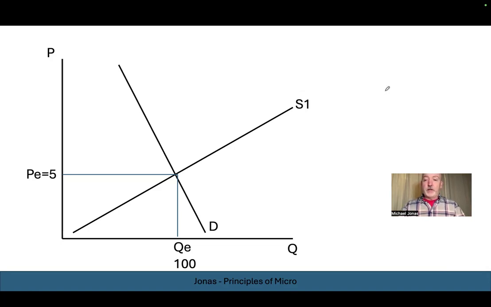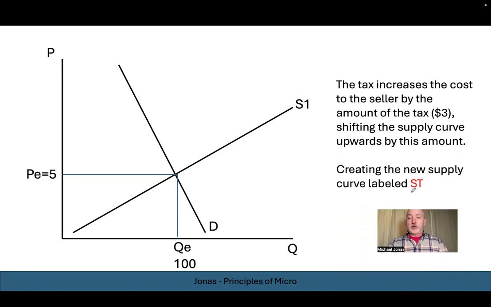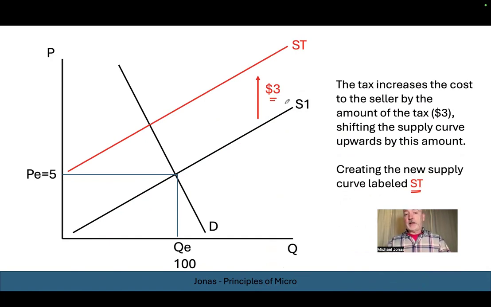So that increase in cost, right, is going to be shown as shifting that supply curve upward. So we get a new after-tax supply curve indicated as ST that is above the original supply curve by the amount of the tax. So that vertical distance is the tax.